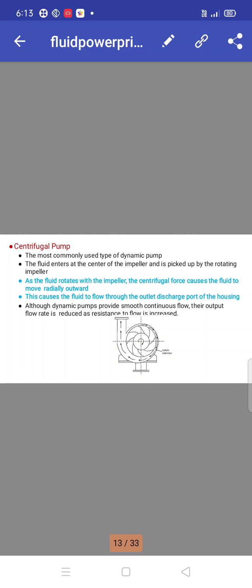Then centrifugal pump. The most commonly used type of dynamic pump is the centrifugal pump. The fluid enters at the center of the impeller and is picked up by the rotating impeller. As the fluid rotates with the impeller, the centrifugal force causes the fluid to move radially outward. This causes the fluid to flow through the outlet discharge port of the housing. Although dynamic pumps provide smooth continuous flow, their output flow rate is reduced as resistance to flow is increased. This is a centrifugal pump.